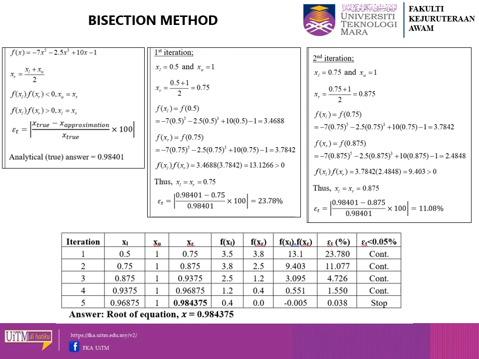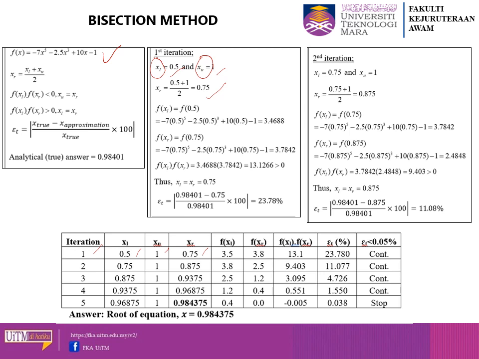To solve a nonlinear equation by using the bisection method, the first thing is you should have the equation, and then you need to choose the lower bound and upper bound value of the root. Here we choose 0.5 for the lower one and 1 for the upper value. We tabulate in the table. The first iteration, XL is 0.5 and XU is 1. Now we can calculate the XR value of the root by averaging the XL and XU. The answer is 0.75, so we put it in the table.